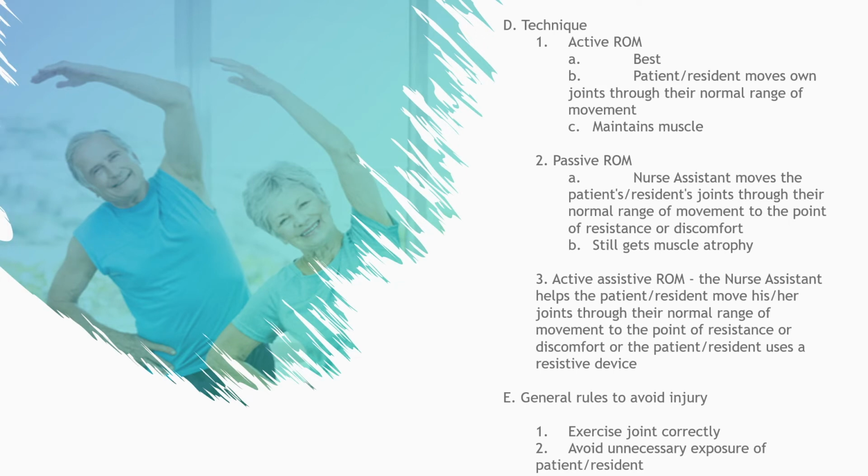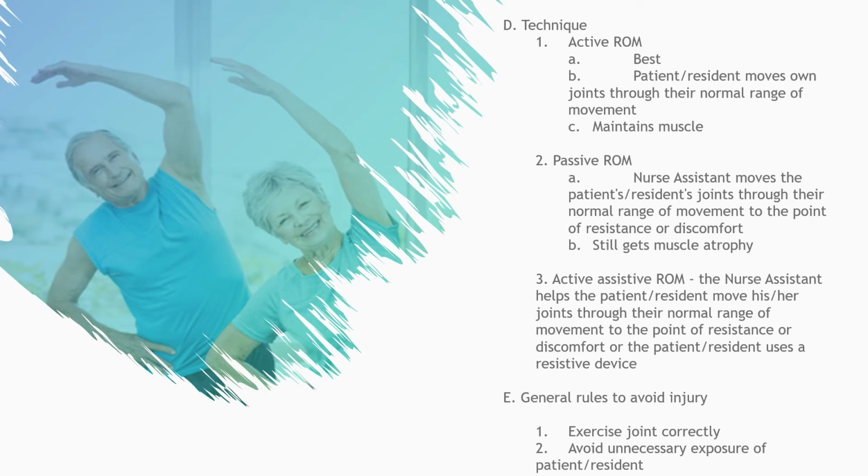Technique. Active ROM. This is considered the best technique. The patient or resident moves their own joints through their normal range of movement. This helps maintain muscle. Passive ROM. The nurse assistant moves the patient or resident's joints through their normal range of movement to the point of resistance or discomfort. This, however, can still lead to muscle atrophy. Active Assistive ROM. The nurse assistant helps the patient or resident move his or her joints through their normal range of movement to the point of resistance or discomfort, or the patient or resident uses a resistive device.